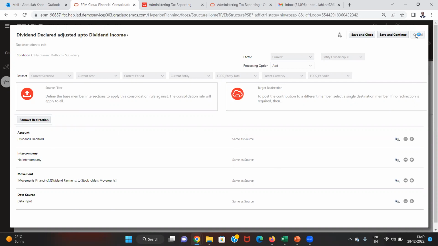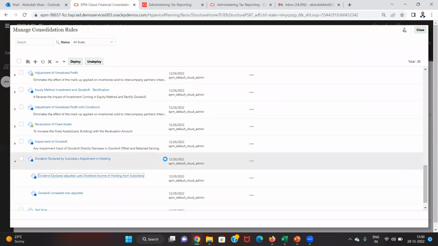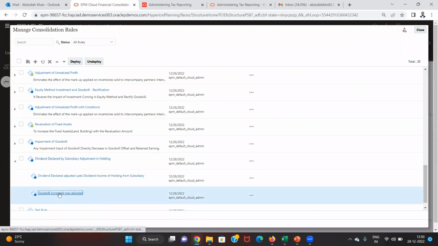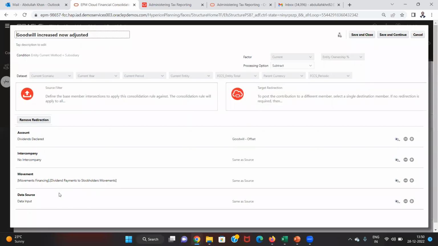Then the next adjustment that we ought to make in this case is the goodwill, which was increased to 34,000. Ideally, it should have been 30,000. It is increased. So I need to adjust my goodwill offset, sorry, with the amount of the dividend declared by the subsidiary and 80% of the same, which is the ownership percentage.